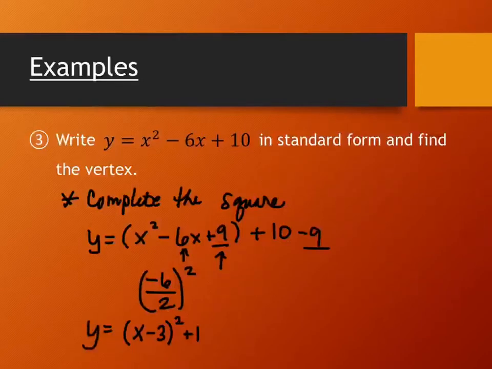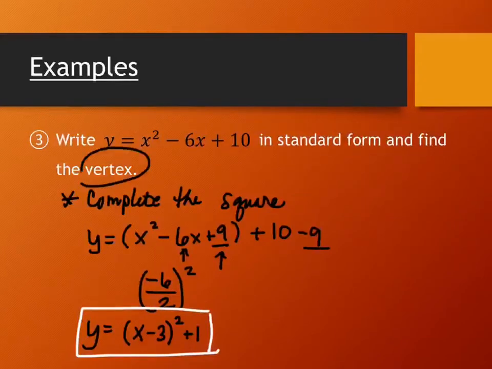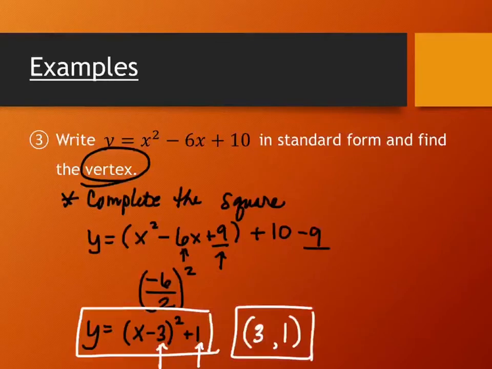So y equals this, and this would be the equation in standard form of my parabola. It also asks me to find the vertex, right? Once it's in this form, finding the vertex is very easy. We take the opposite of the term beside x, which would be a positive 3 here, and then we keep the second term the same. For our y value, it's a 1. So our vertex is 3, 1.